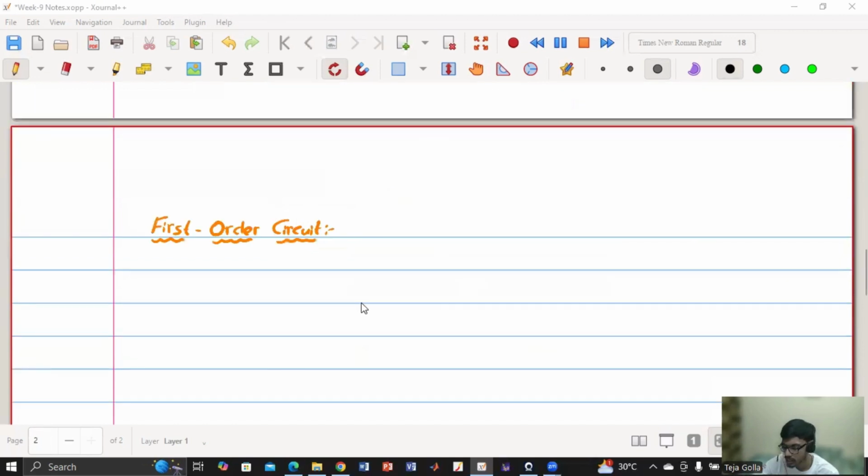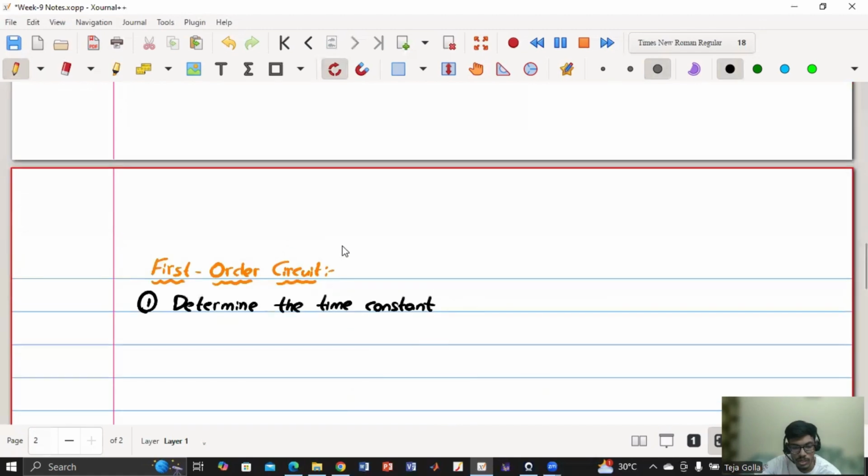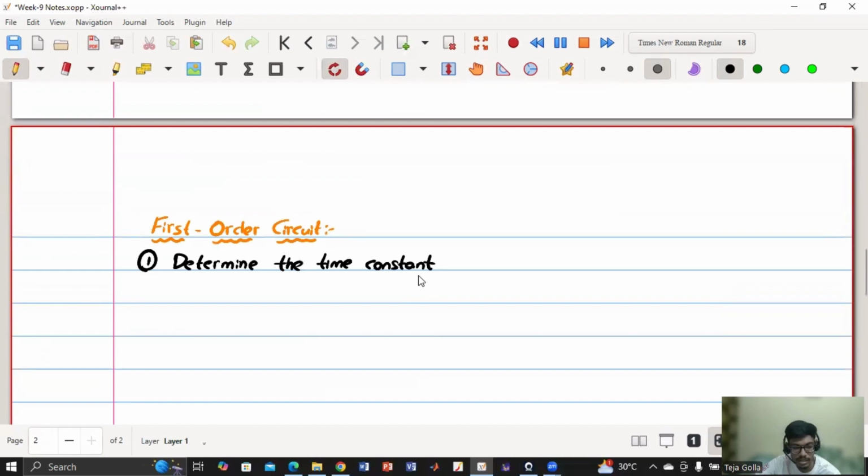Yeah. So now we'll write step by step. For any given circuit, first we have to determine the time constant. So how will I determine the time constant? If it is an RC circuit, we know that it is R into C. But if it is not direct, looking at the circuit, you cannot say, because there are multiple resistors involved. Then what will you do? Simple. You will set all the sources to zero.